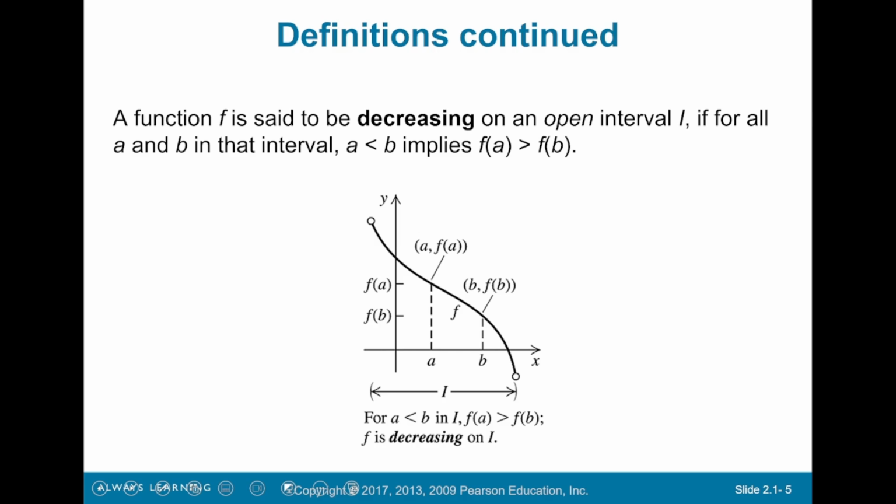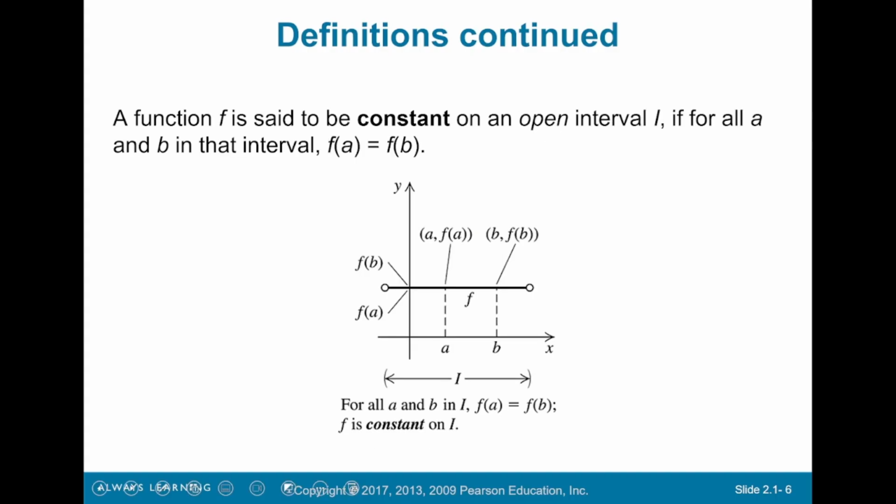Now, a function is said to be decreasing if the opposite happens. For any A less than B that are our inputs, the output of A is actually greater than the output of B. And that looks like a downward trend on our graph. Now, a function is said to be constant if for any A and B, we have f of A equals f of B. So you see it's a horizontal line, which we already know are called constant functions.